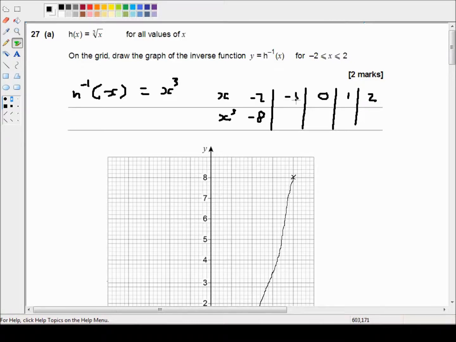So -1 times -1 times -1 is just -1, because -1 times -1 is +1, and then +1 times -1 is -1. 0 times 0 times 0, well, that's just 0. 1 times 1 times 1 is just 1, and 2 times 2 times 2 is 8.